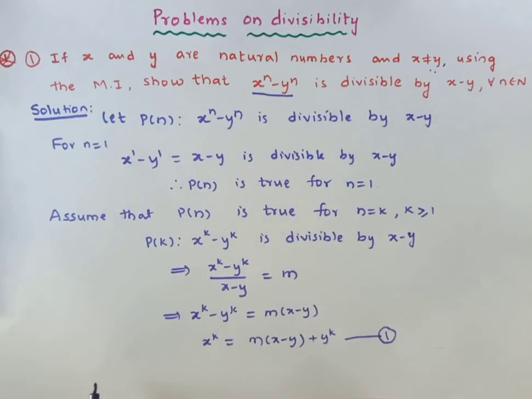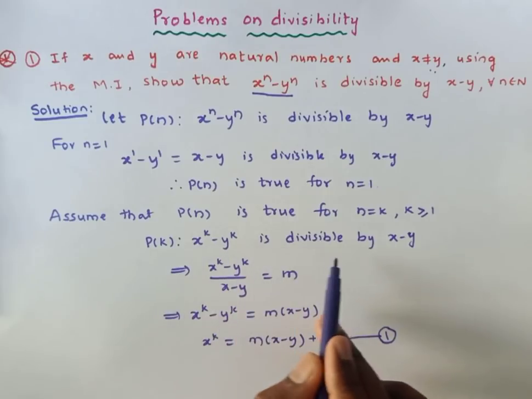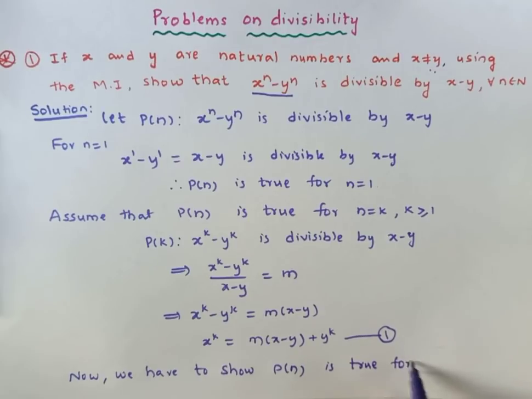Now what do we have to show? Here the assumption is p of k, which means x to the power k minus y to the power k is divisible by x minus y. Now we have to show p of n is true for n equals k plus 1 by using the statement p of k.